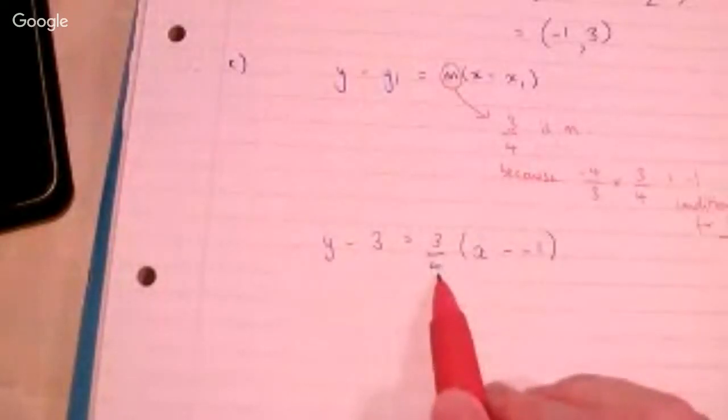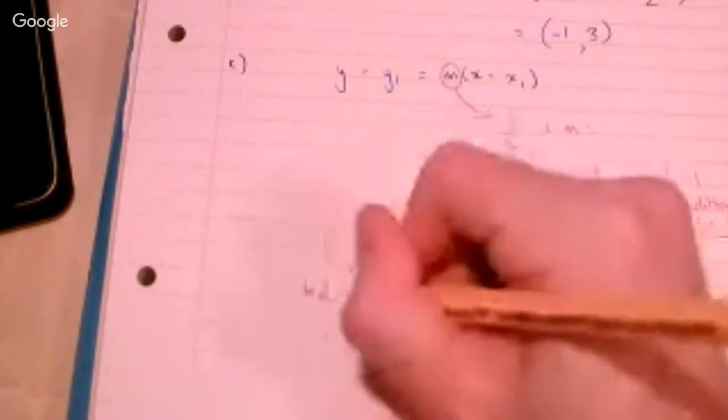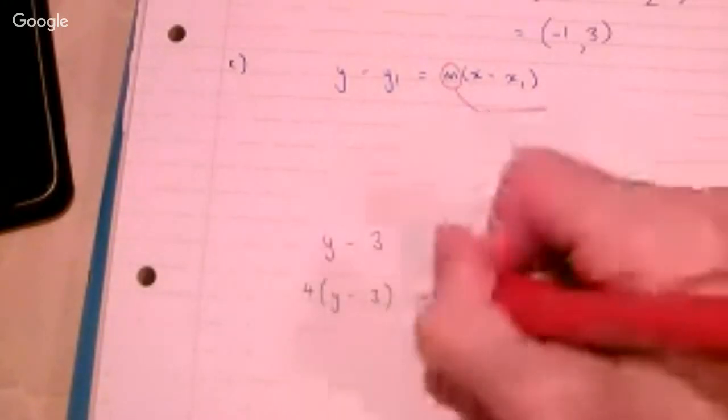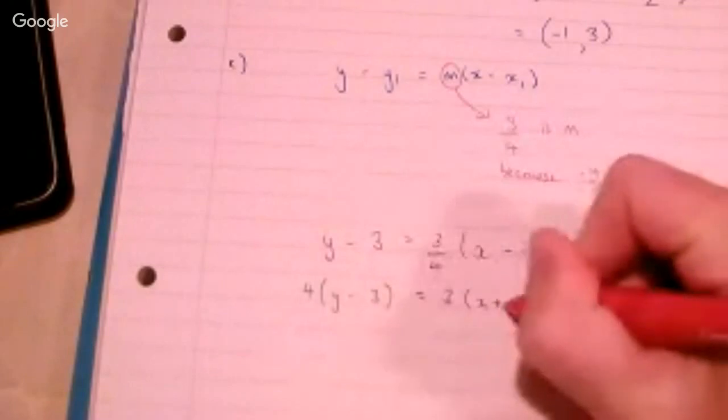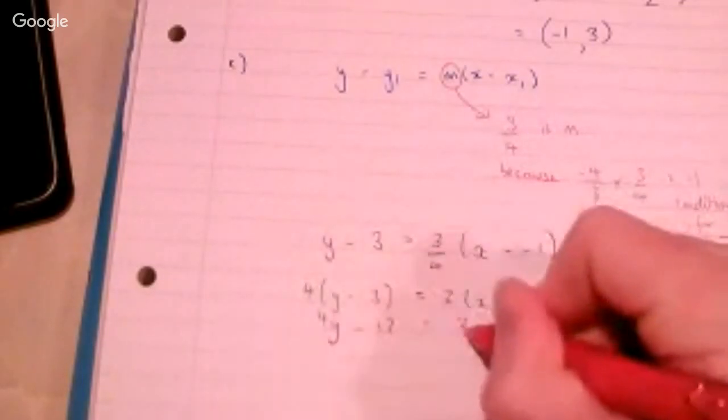Don't like this fraction here. So I'm going to take that over to the other side, and it is going to become a times instead. So I times everything on this side here. So 4 brackets y minus 3 is equal to 3x plus 1. And then I'm going to get 4y minus 12 equals 3x plus 3.